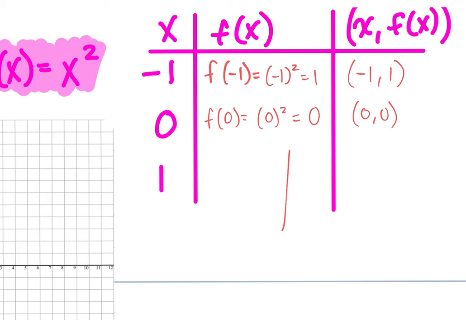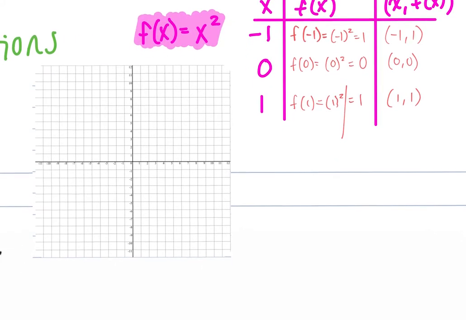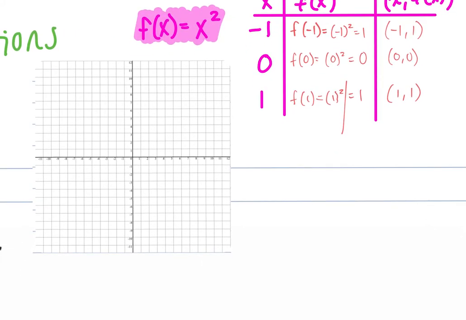All right. And then the last one, f at 1. What'd you guys get? 1. It was 1 squared, which is 1. So my point was 1 comma 1. Those three, when we graph them, should have looked like this. Negative 1 comma 1, 0 comma 0, and 1 comma 1. Does your parabola look like mine for the first one? Okay. The second one, the green one.